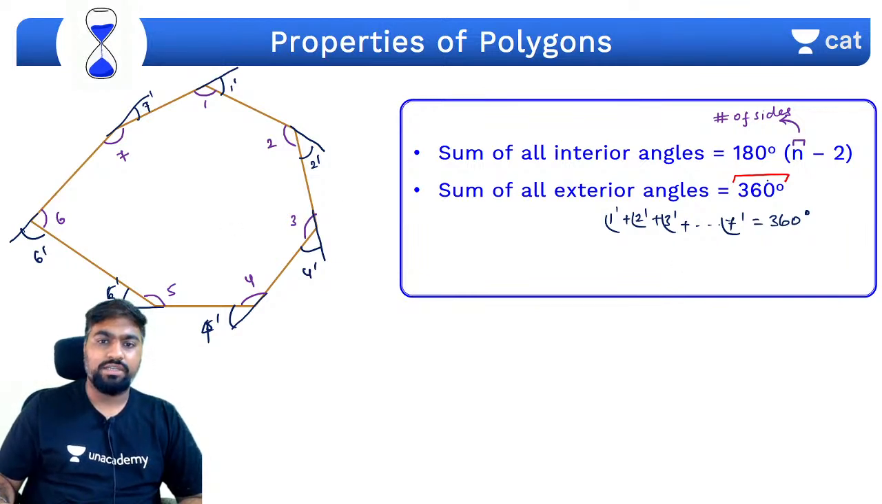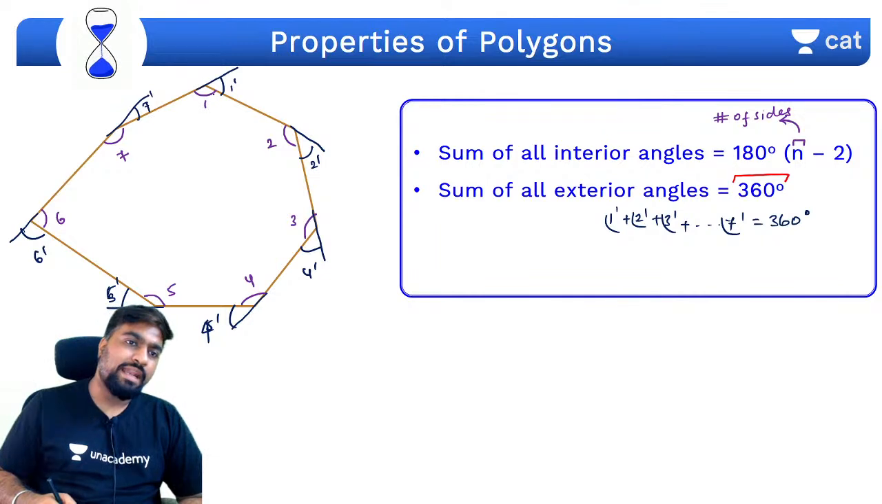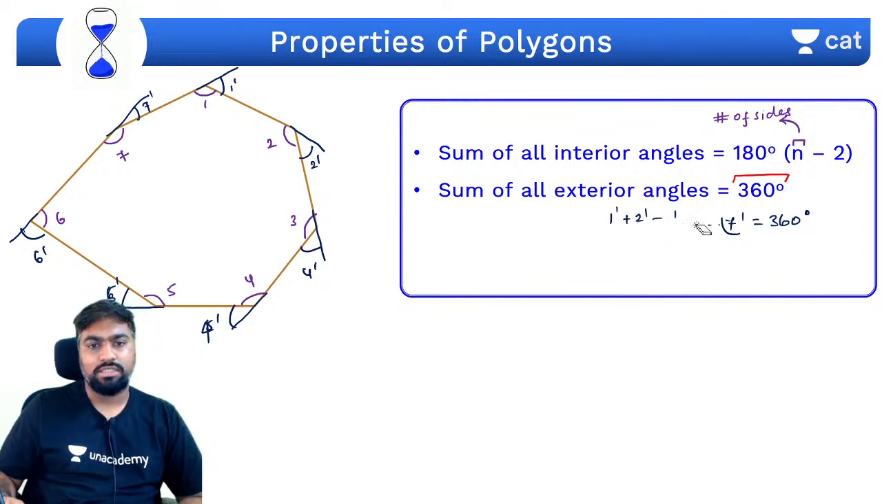So with this you can try, you know, 1 till 7, the sum is 900. Yes, sum of all this is 900. You can write 1 as 180 minus 1 dash, 2 as 180 minus 2 dash, and so on, and try and check. This will always be equal to 360.